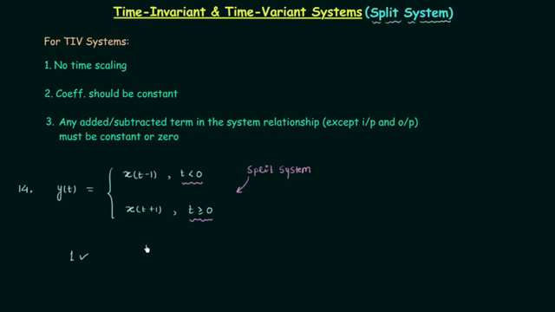Now we will check condition number 2. The coefficients should be constant. There are two coefficients, one here and one here. The coefficients are constant, they are not a function of time. So condition number 2 is also satisfied. Now condition number 3: any added or subtracted term in the system relationship except input and output must be constant or 0. Here there are no added or subtracted terms, therefore condition number 3 is also satisfied. And as all three conditions are satisfied, the system is a time invariant system.